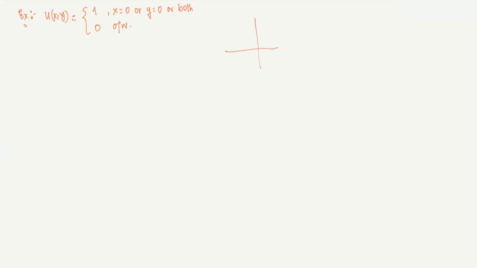What do I mean by this? If you are taking points from the axes or the origin, then u is 1, and everywhere else u is 0. u is 0 here, u is 0 here, u is 0 here, but only on the axes, if you are standing on the axis, it's going to be 1. Now see, this function is clearly not continuous at any point.